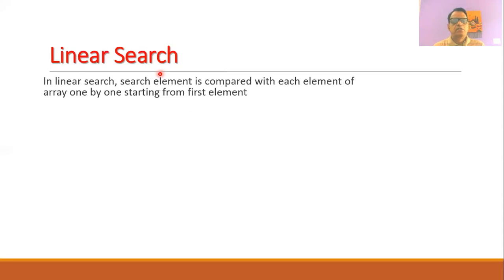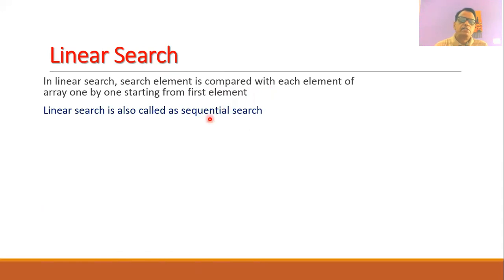So let us start with the first search technique, which is called the linear search technique. In the linear search technique, the search element is compared with each and every element of the array until the element is found. And if all the elements are compared and we are still not able to match the search element, then we declare that the element is not present in the array.